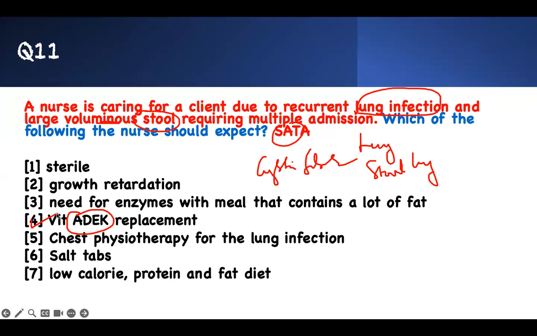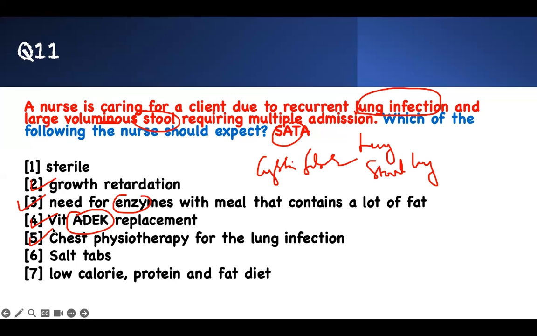If they're losing all their fat and they're having large voluminous stool, they cannot grow. They have growth retardation, right? Therefore, if they're eating, they need enzymes to eat with. Because the secretion is too thick, they get recurrent lung infection. How do you break that? You bang the back of their chest, okay? And that is chest physiotherapy.